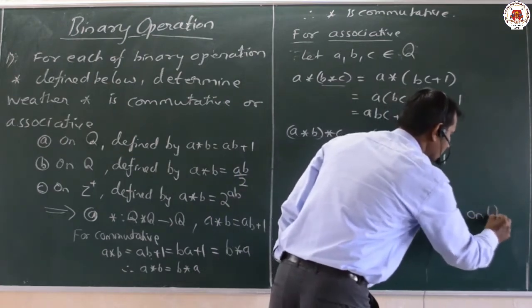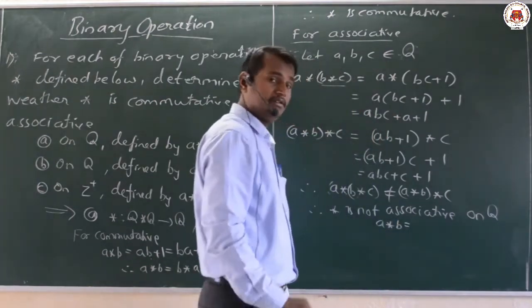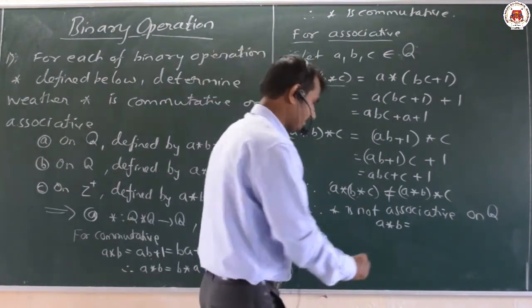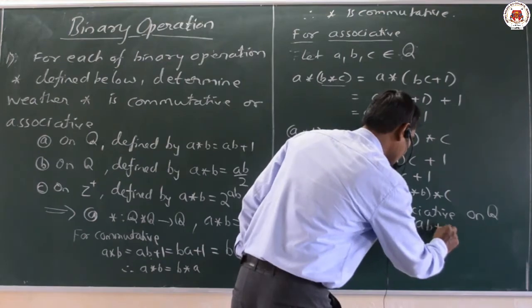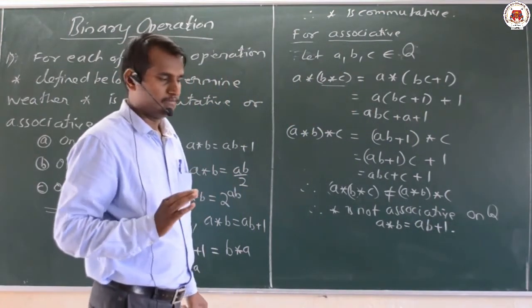on Q, defined by A star B equal to what we have? A star B equal to AB plus 1. Okay, it is a very clear and simple example.